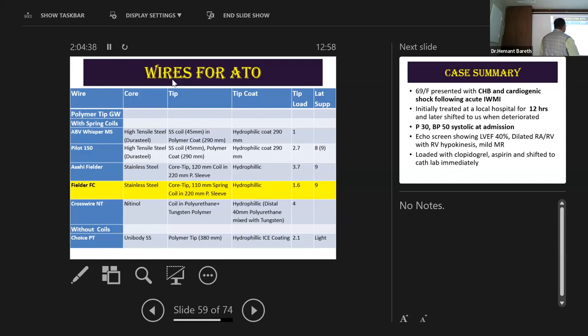You use this Fielder FC wire, which interestingly has a 110 millimeter spring coil. So you remember it has got a 110 millimeter coil in the head and a tip load of 1.6, so exactly between 1 and 2. So this is the kind of wire that is most suitable in this situation where you have organized thrombus.